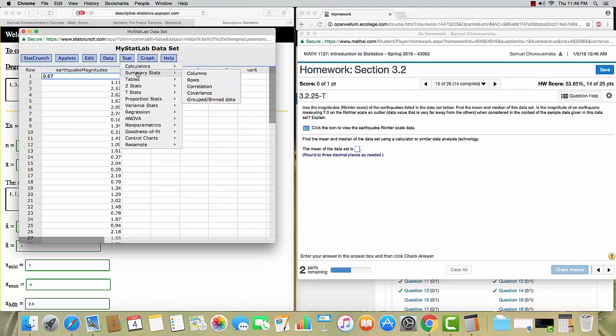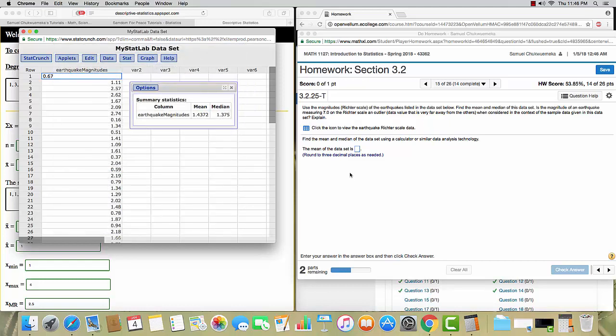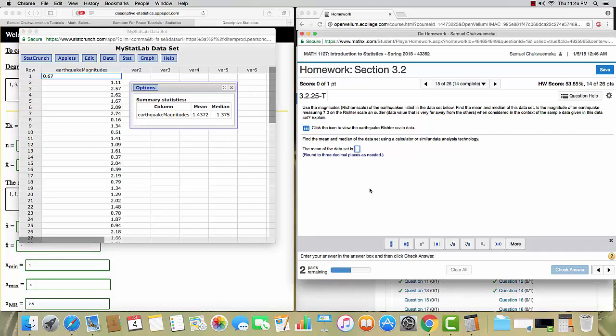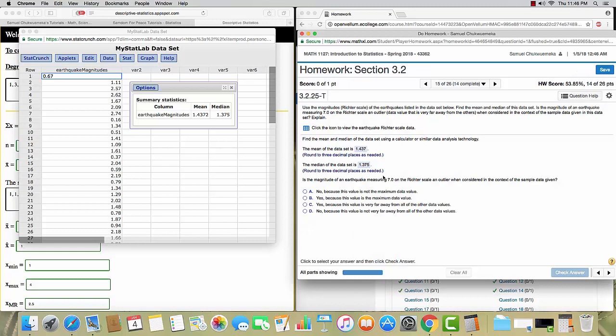So, click Start, Summary Stats, Columns, get earthquake magnitudes, click Mean, and then select median. Okay. And then click compute. So the mean to three decimal places would be 1.437. The median is 1.375. Okay. Is the magnitude of an earthquake measuring 7.0 on the Richter scale an outlier when considered in the context of the sample data given?